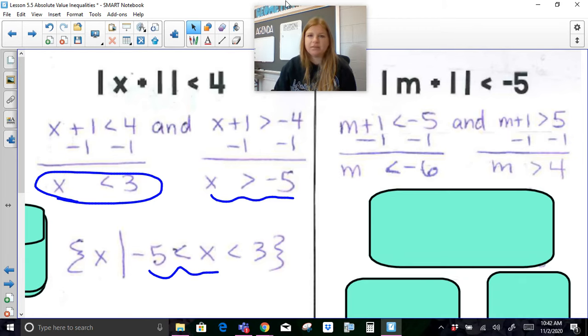It's an and, right? And I don't want us to be robots and just go with the flow like we did in the previous problem. Can you think of a number that's less than negative 6 and it's also greater than 4? It's impossible. This is actually no solution.